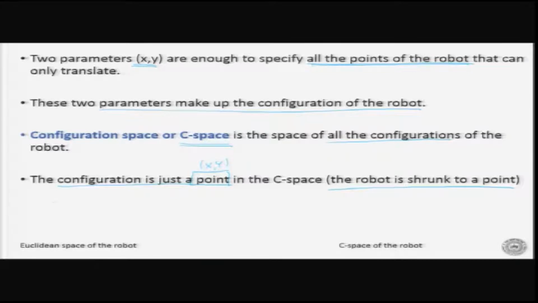So, if you look at Euclidean space here, let us take a very simple example. We have an obstacle like this, and we have a robot which is a circular robot at x y. Now, if I want to specify all the points of this robot, what we are saying is that we reduce it in the configuration space to only the x y. So, now this robot has become a point here. Now, because this robot has become a point, the obstacle has to increase by an amount of r.